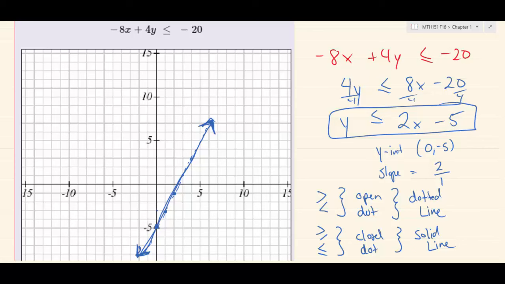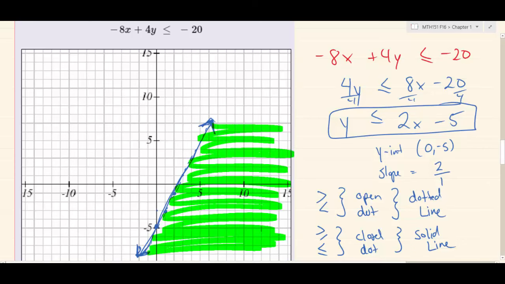And there's a little bit of a shortcut we can take here. The shortcut is, if you have y by itself on the left-hand side, and the symbol is less than, then you shade below the line. Less than means shade below. So that means we're going to shade all this stuff. And that means every point in the green region, every xy coordinate, is a solution to that inequality. These are the true camp, and this would be the false camp. And we're only going to shade the true points.